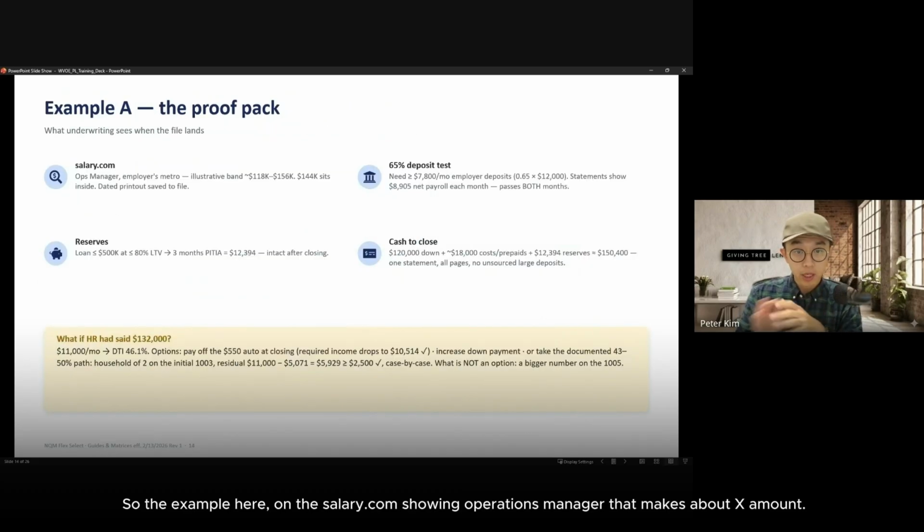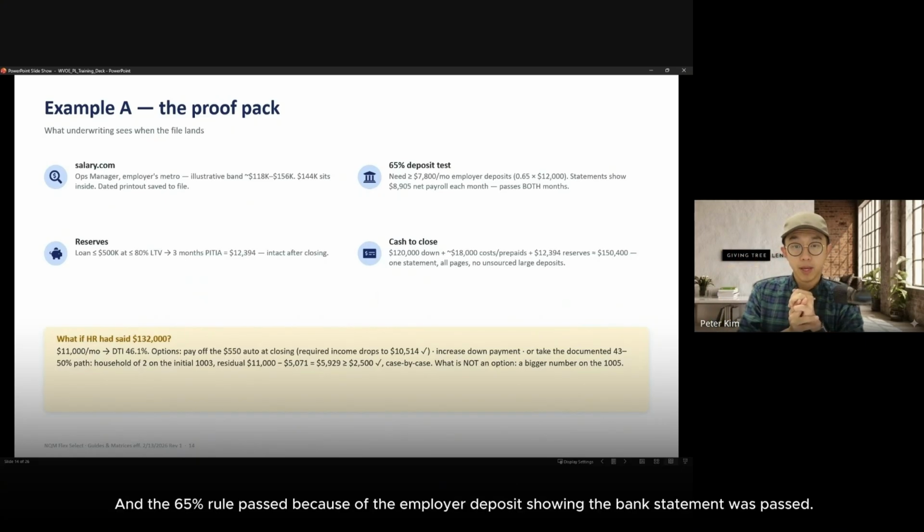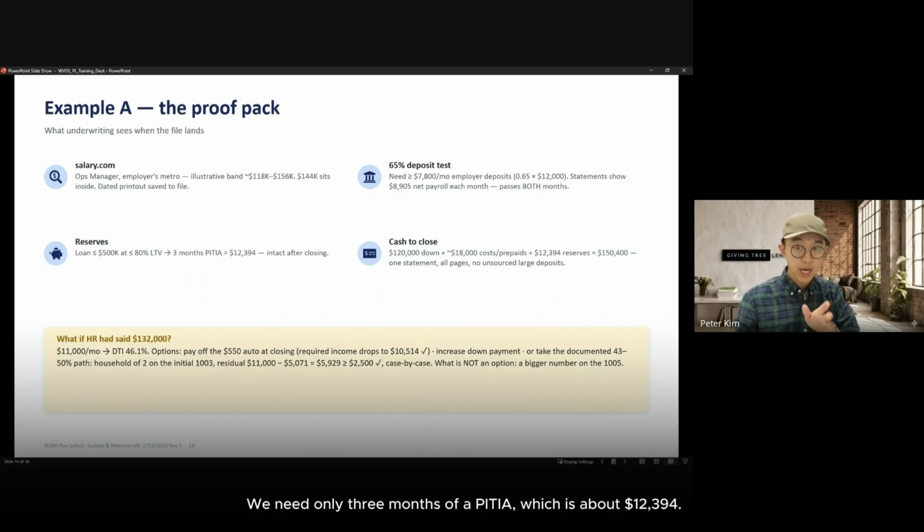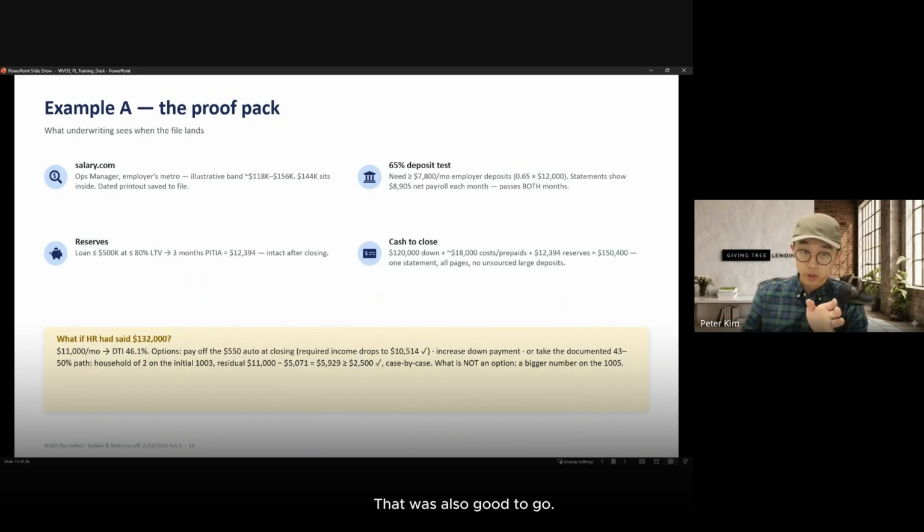So the example here on the salary.com showing operations manager that makes about X amount, and the 65% rule passed because the employer deposit showing on the bank statement passed. Reserve requirement, loan amount under $500,000, we need only 3 months of PITIA, which is about $12,394. That was also good to go. All were sourced from one statement.